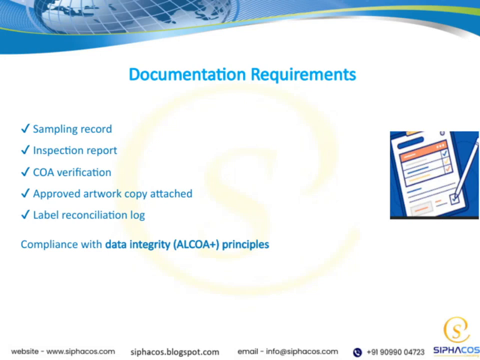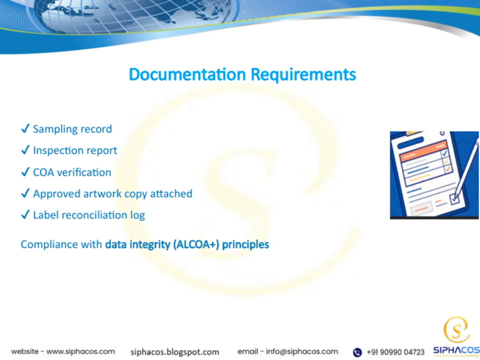Let's take a moment to review the key documentation requirements that are essential for maintaining compliance and ensuring data integrity. First, we have the sampling record, which documents every sample collection to ensure traceability and accountability. Then, there's the inspection report, capturing the details of each inspection performed, highlighting any deviations or observations.